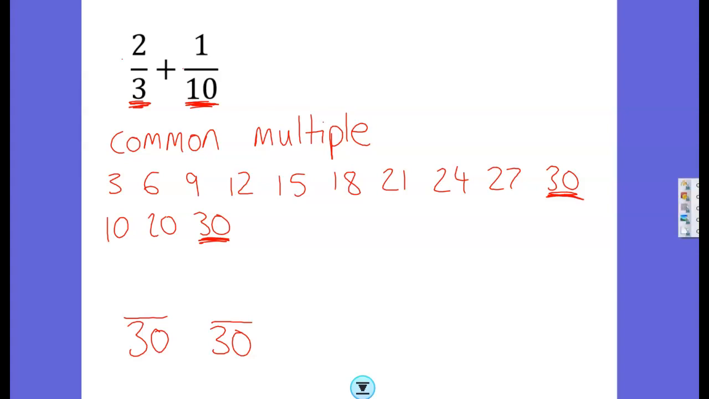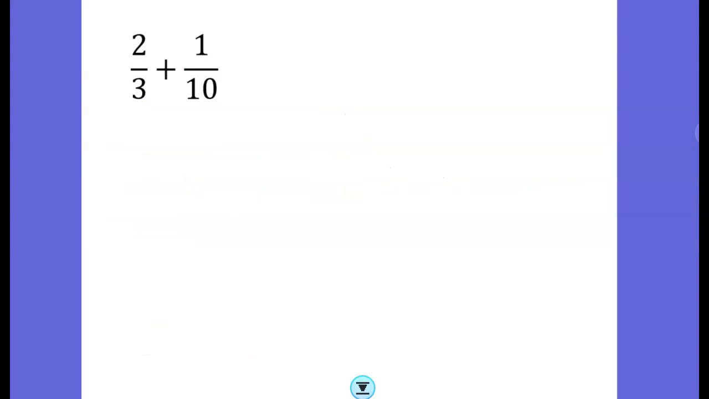So let's just tidy this up a bit. So I'm going to go for, what do I times 3 by to get 30? I times that by 10. So I do the same to the top.